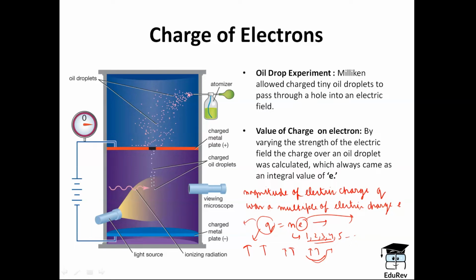Through this oil drop experiment method, the value of e was determined, which came to be 1.6 into 10 raised to the power minus 19 coulomb. So, this was the value determined by Millikan through the oil drop experiment.